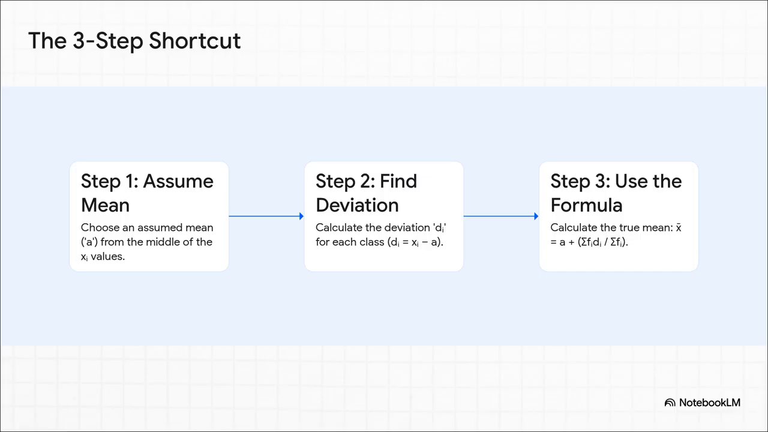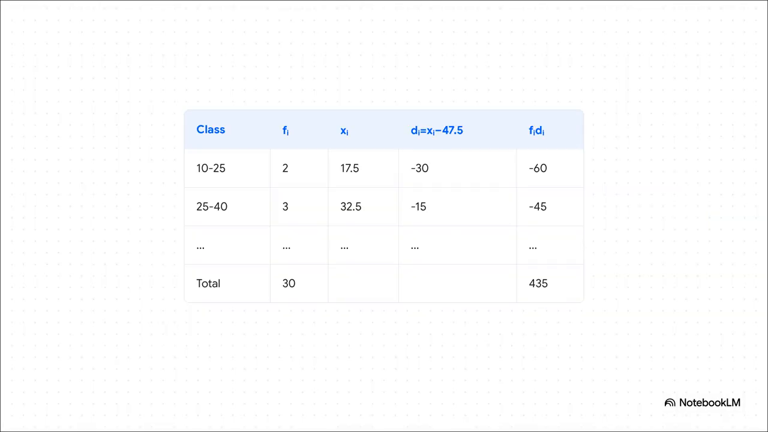First, we just assume a mean. We call it A, usually from the middle of our xi values. Then we find the deviation, di, which is just how far each xi is from our assumed mean. And finally, we just put everything into this simple formula to get the actual mean. And look, here is the magic. See that fidi column? Just look how much smaller and friendlier those numbers are. This makes our calculation so much quicker. And after we do the maths, what do we get? The exact same answer, 62. It's a fantastic time saver in the exam hall.